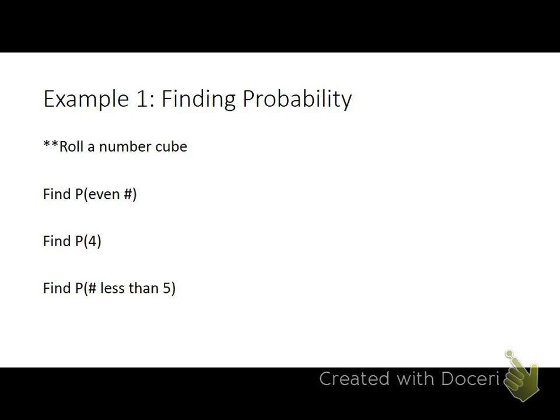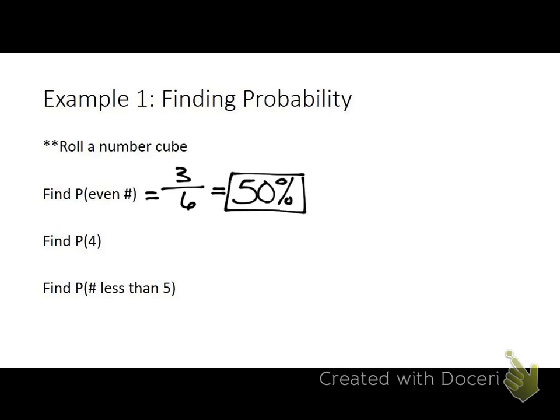Here I'm rolling a number cube. Anybody play those board games that have the dice? Okay, so how many numbers are on a die? 6. On a typical number cube, there are 6 numbers: 1, 2, 3, 4, 5, and 6. So, based on that, find the probability that you would roll an even number. Well, out of those numbers, how many of them are even? 3. Out of my total of 6, which is 50%.